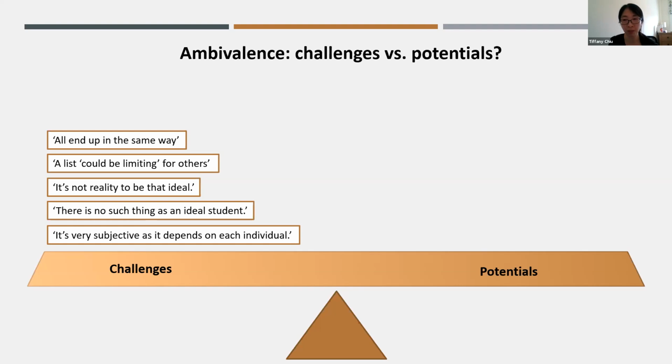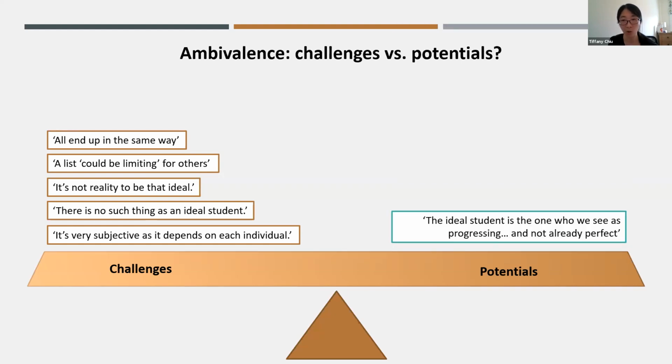The relationship between the ideal and perfect has been disputed by some participants in later discussion. One staff member said, the ideal student is the one we see as progressing and not already perfect. So here, the ideal student will actually include making progress and also having room for improvement. Given these, we argue that the ideal student is not the same as the perfect student, and we need to disentangle these two terms.